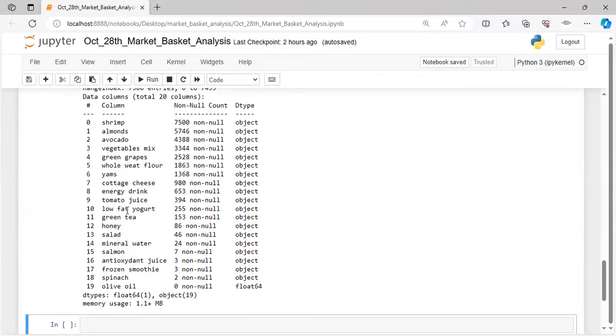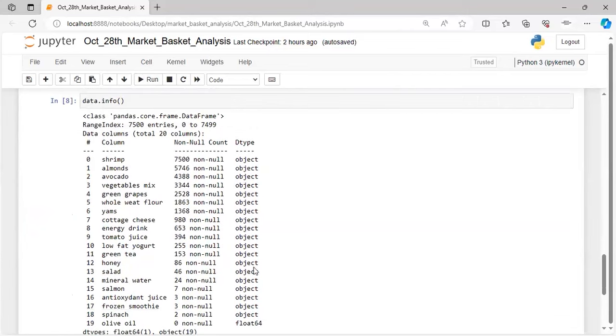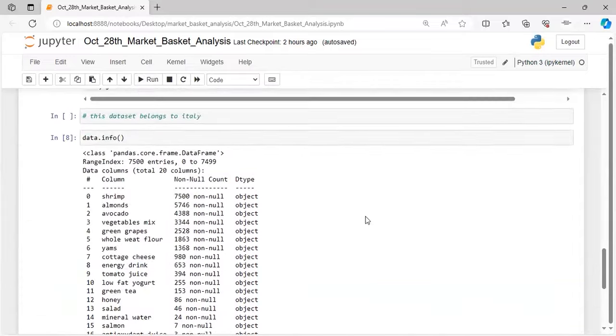So we have many missing values and most of the data are object type. We have some 7,500 observations. Lots of missing values are also there. Some 20 columns are there.